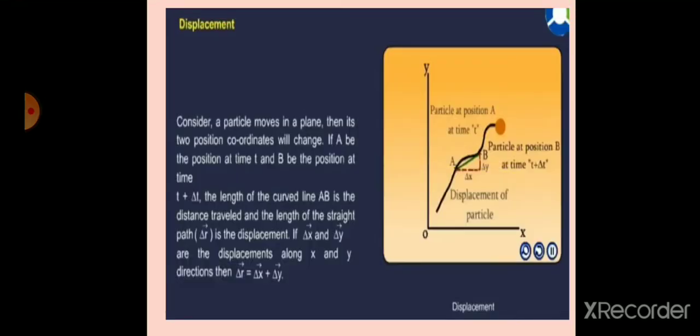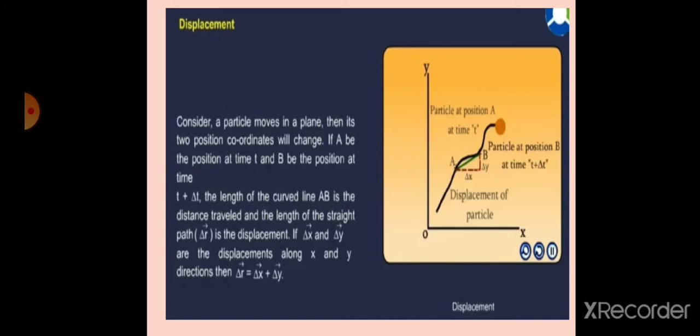In two-dimensional motion, we know the displacement, velocity and acceleration will have components, one along the x-axis and another along the y-axis, since the motion is occurring in a plane. So consider a particle which moves in a plane such that its position coordinates change. Let A be its position at a time t and B be its position at another time t dash. T dash is equivalent to t plus delta t.